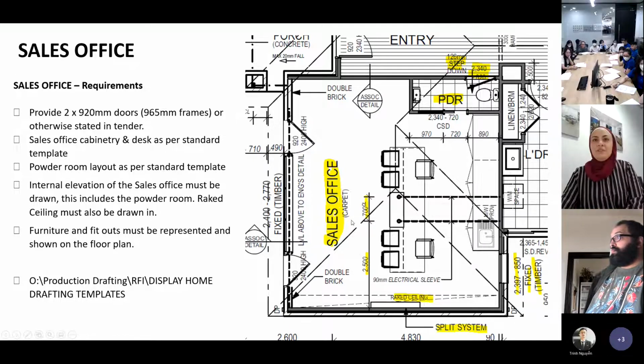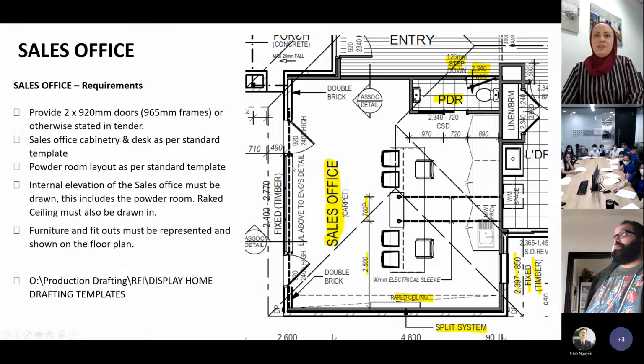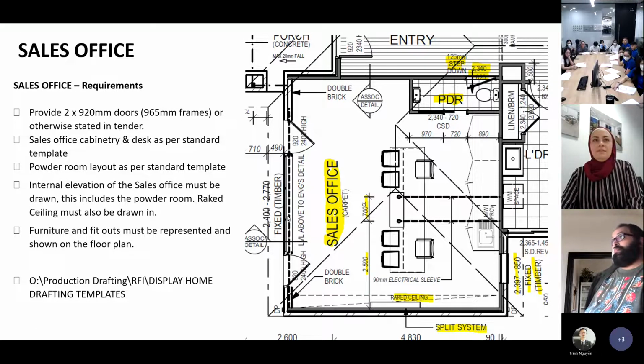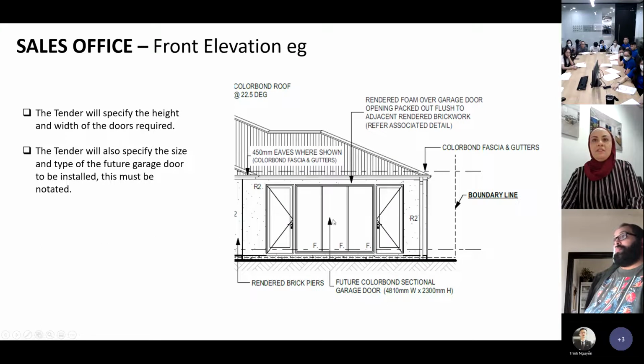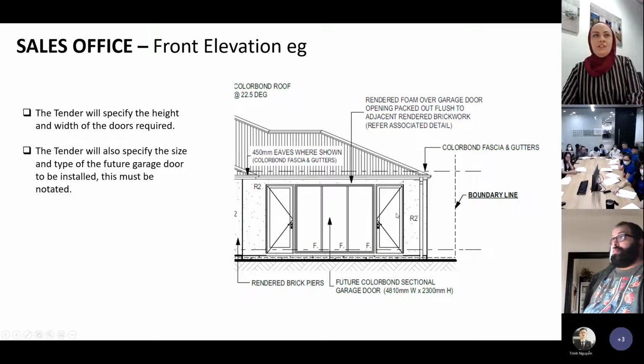Okay, so it's pretty straightforward. We do put a window in between the 2 doors too, which must be added. So this is how it'll look on the front elevation.